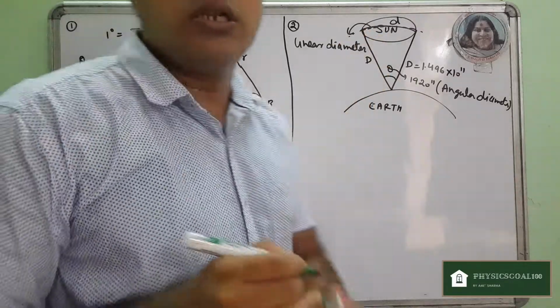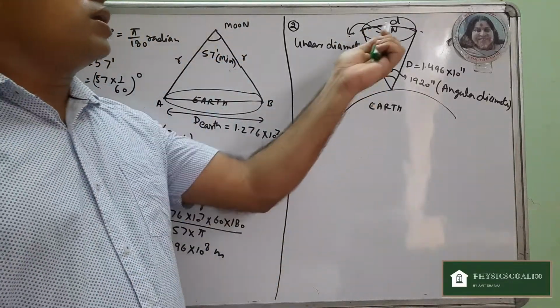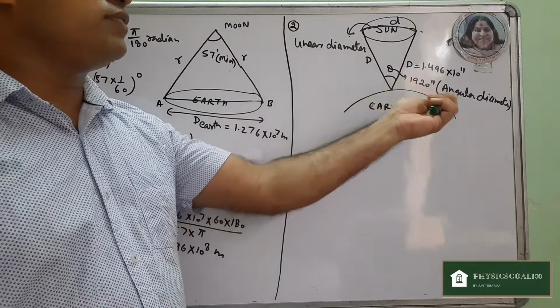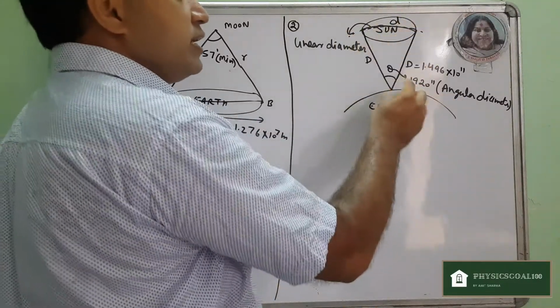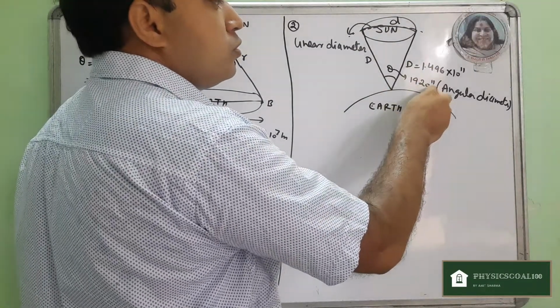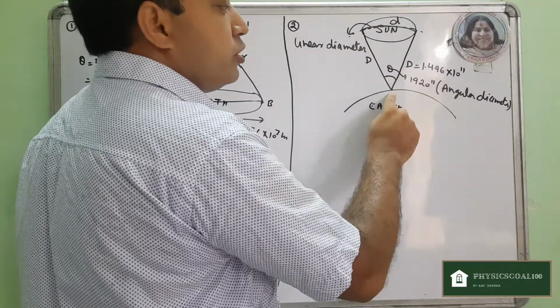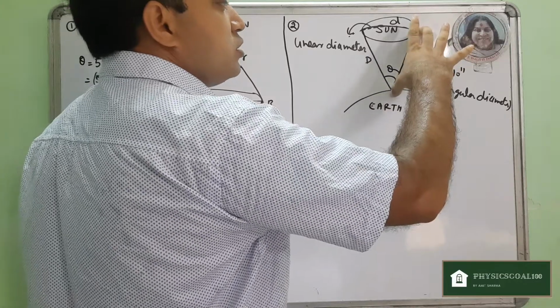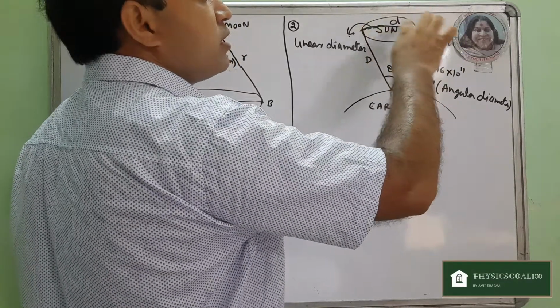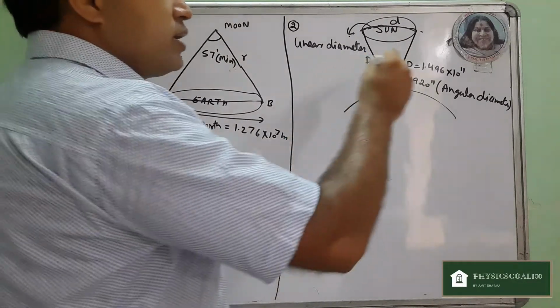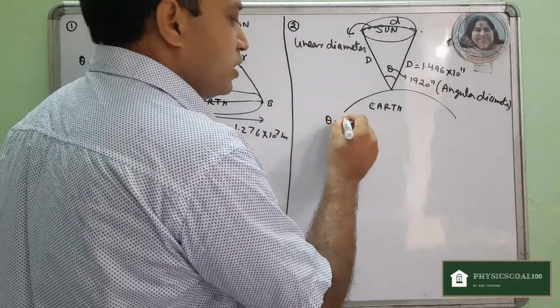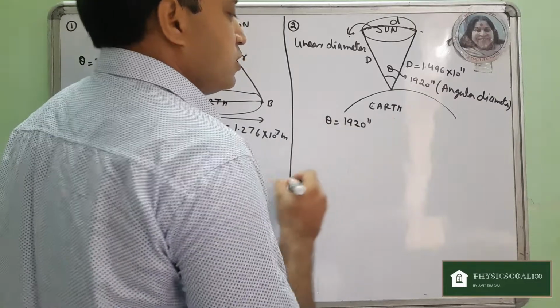Have you got the question? Question is this: a sun's angular diameter is given, means the extreme ends of the sun subtend angle 1920 seconds at any point on the earth. This distance is known. We want this linear diameter. Then again we will use the formula, angle is equal to arc upon radius. So angle is given 1920 seconds.